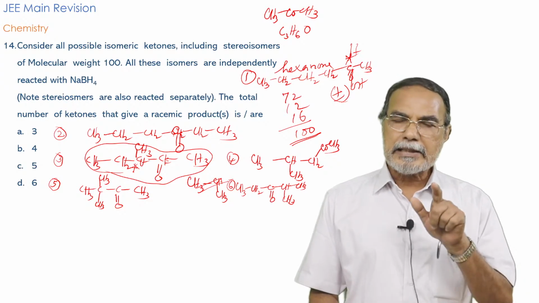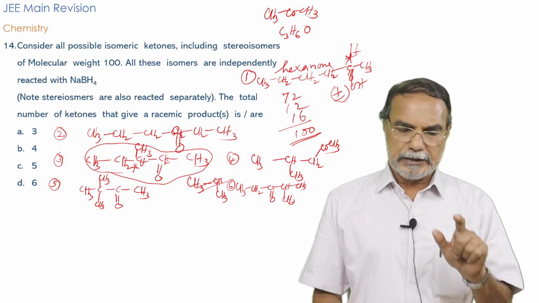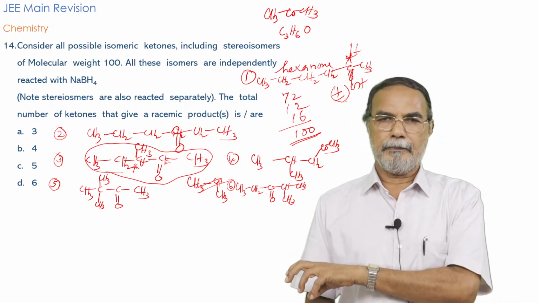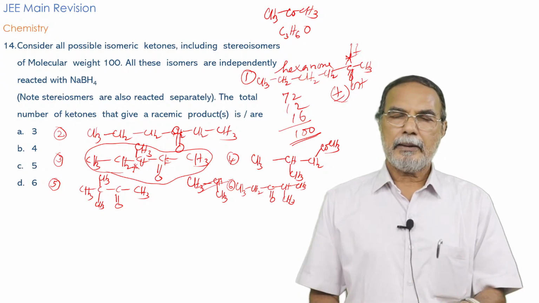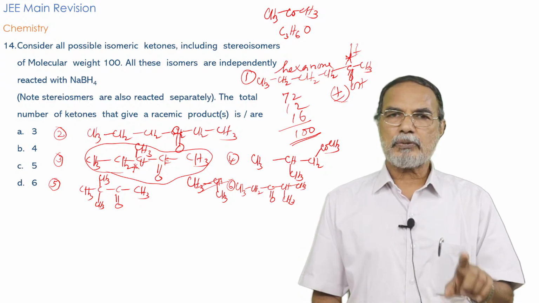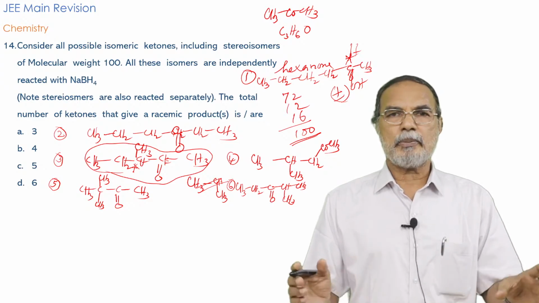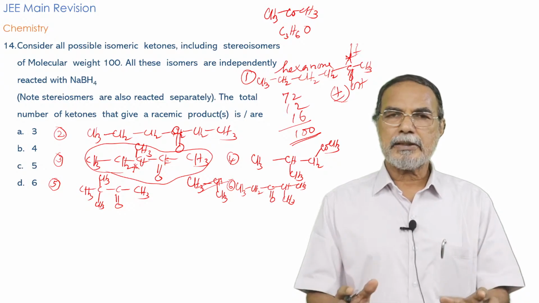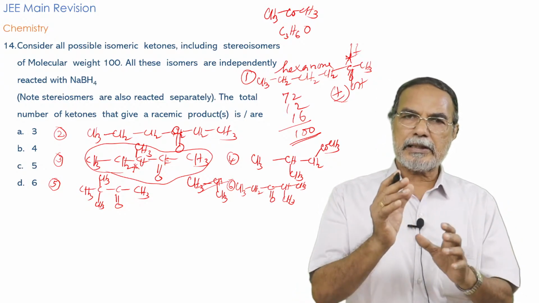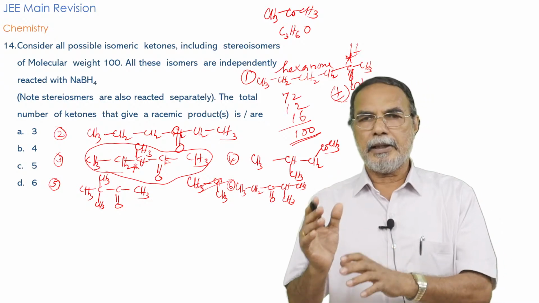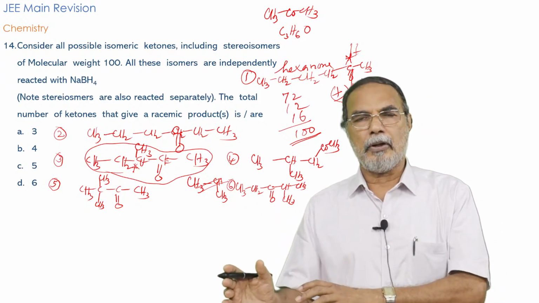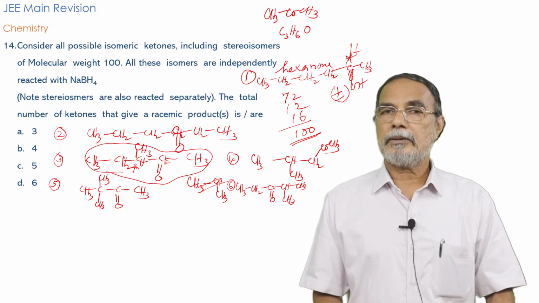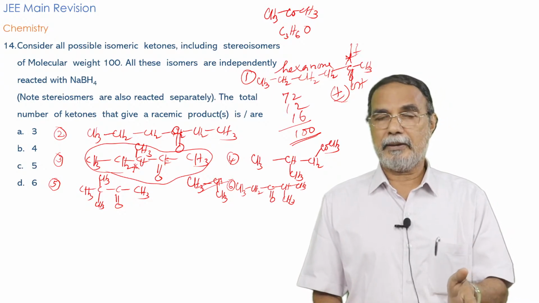And if it already has a chiral carbon atom, it can exist in the dextro form and in the levo form. So truly speaking, there will be 6 plus 1, that is 7 isomers. Total number of isomers will be 7. There will be 5 isomers plus an isomer which can exist in dextro form and levo form. So altogether, the total number of isomers for such a question will be 7.